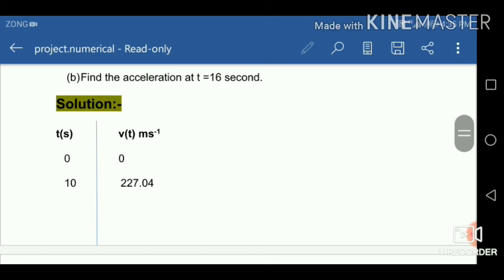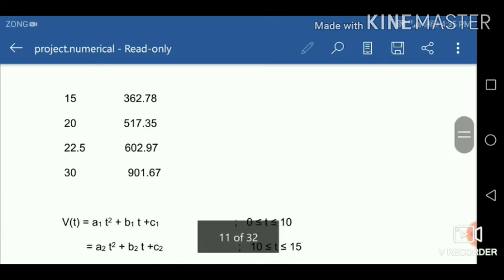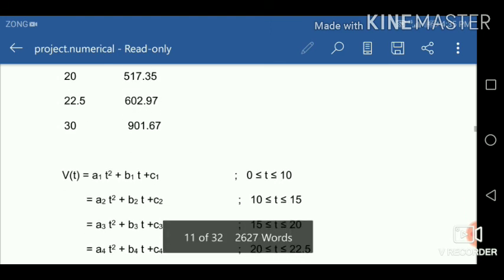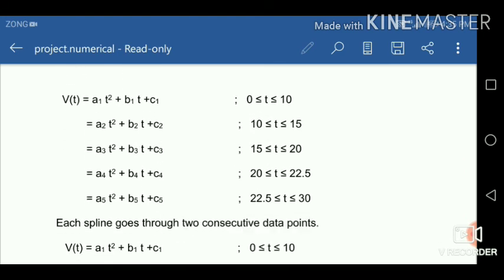The solution is that the given data is: at time 0, velocity is 0. At time 10 seconds, the velocity of the rocket is 227.04, and so on. The given data is shown on screen. Next, we define the splines at the given data.